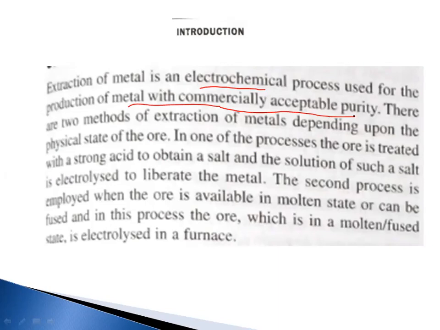Basically, there are two methods for extraction of metal depending upon the physical state of the ore. In one process, the ore is treated with a strong acid to obtain a salt, and then the solution of such a salt is electrolyzed to liberate the metal. The second process is employed when the ore is available in molten state or can be fused. In this process, the ore which is in a molten or fused state is electrolyzed in a furnace.